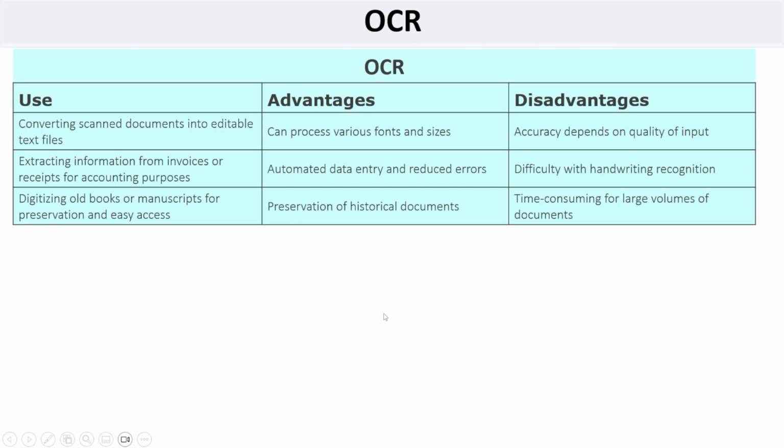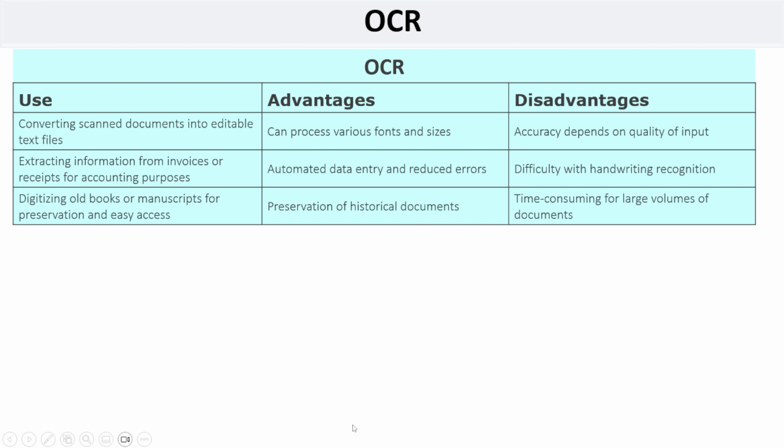The next direct data entry device we have here is the OCR, that's the optical character recognition, and they are used to convert scanned documents into forms that are editable, and then again they are used to extract information from invoices or receipts for accounting purposes. Finally, they are used for digitizing old books or manuscripts for preservation and easy access.